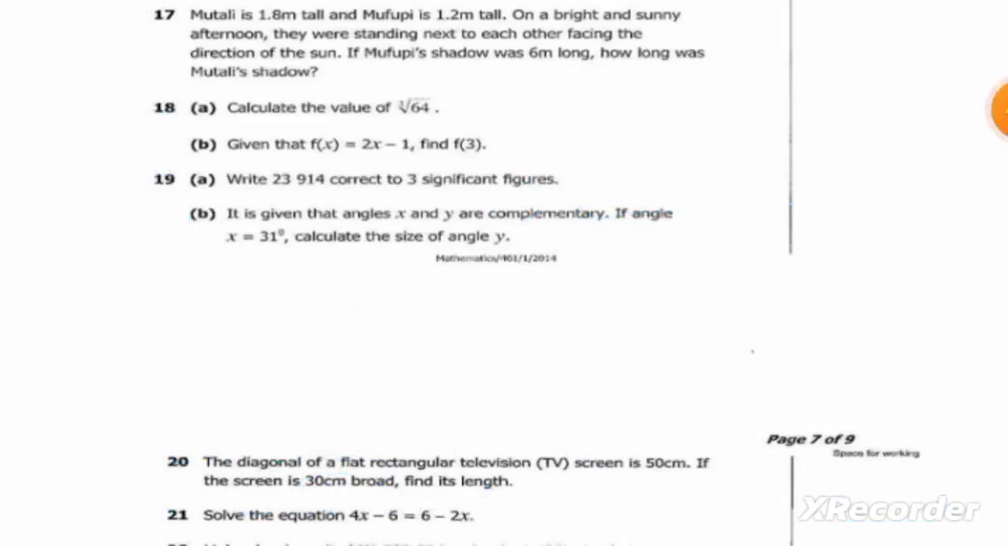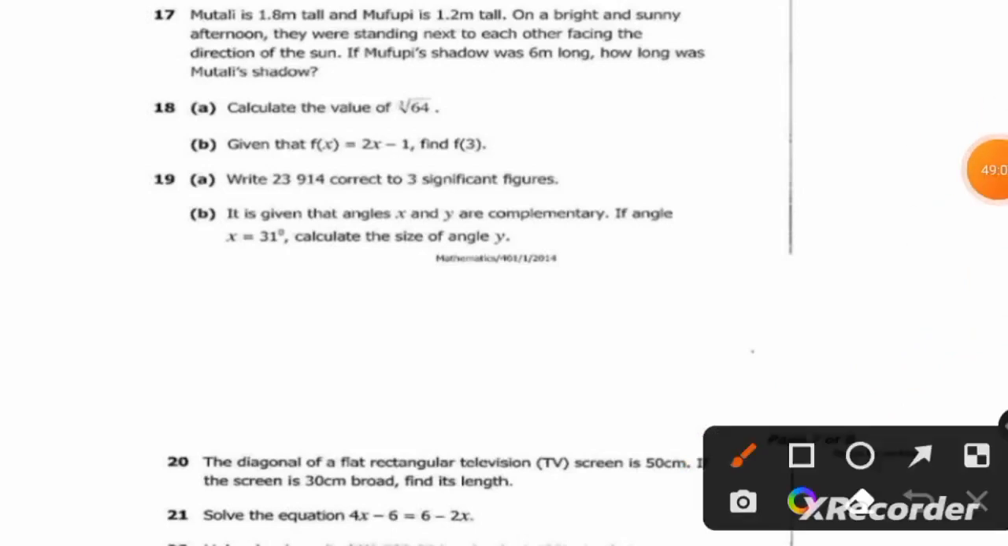We move on to the next question, which is question 21. Question 21, the question reads, solve the equation 4x minus 6 is equal to 6 minus 2x.